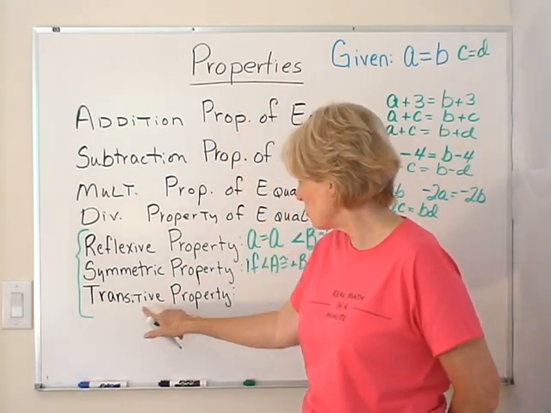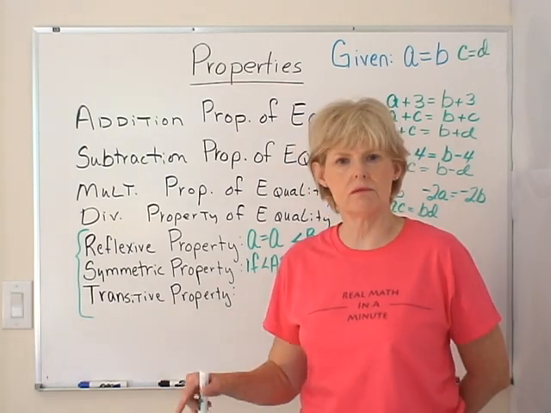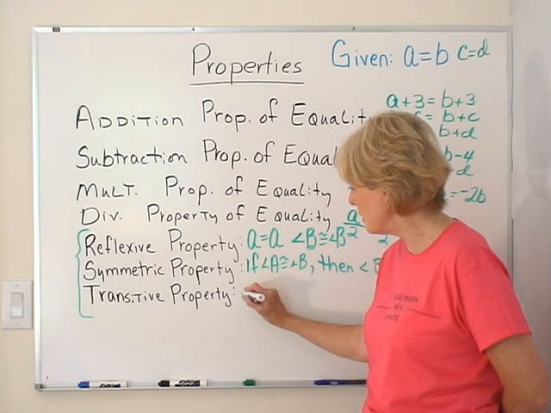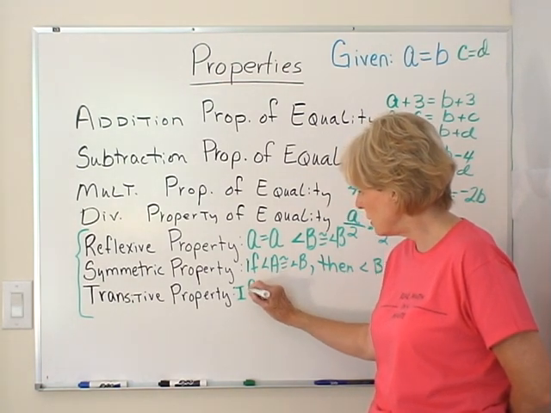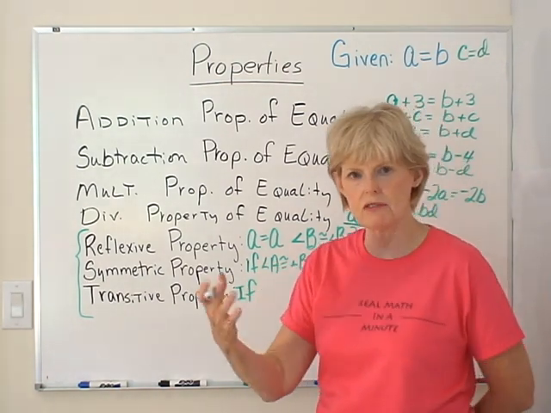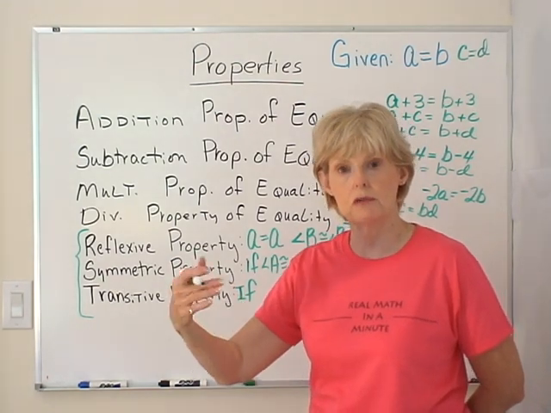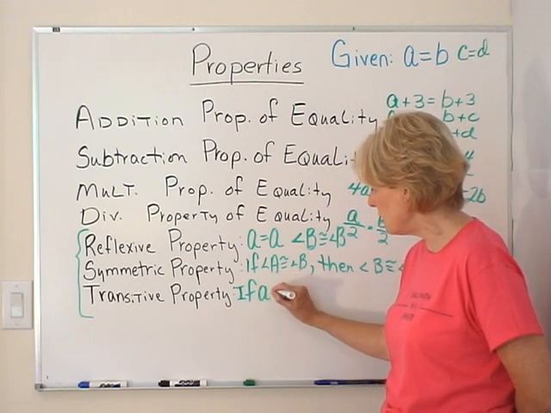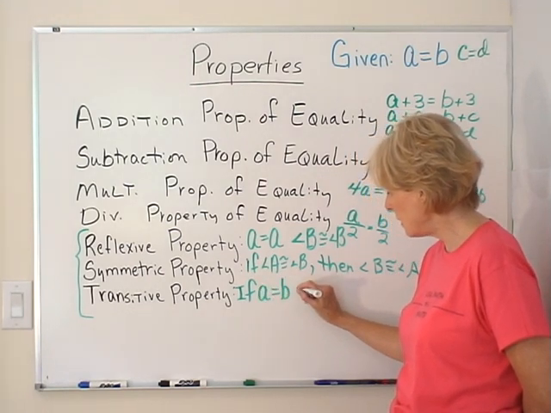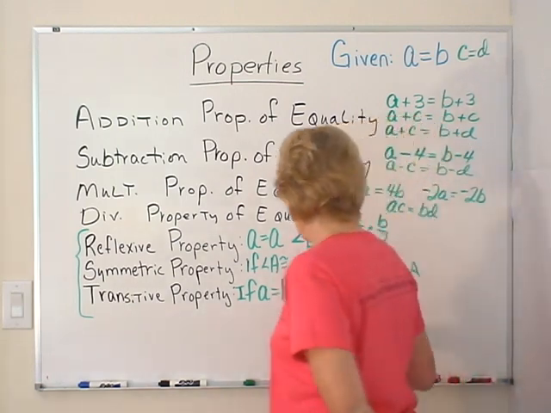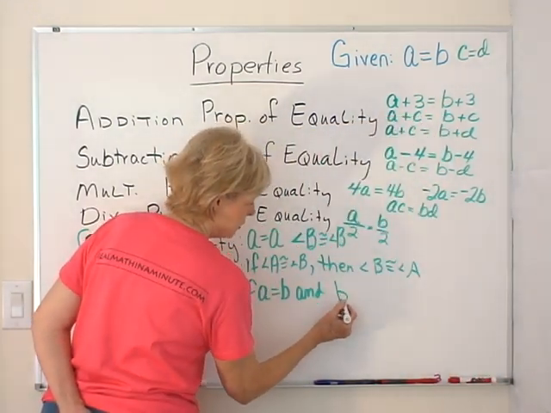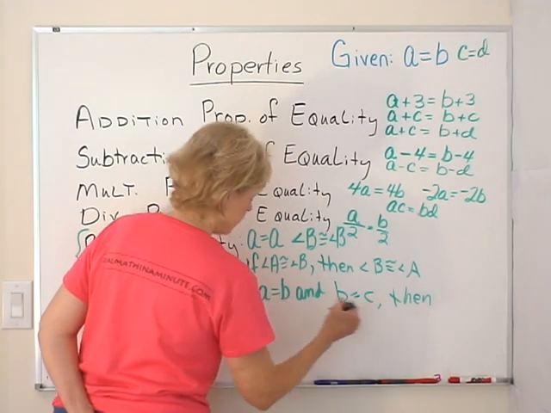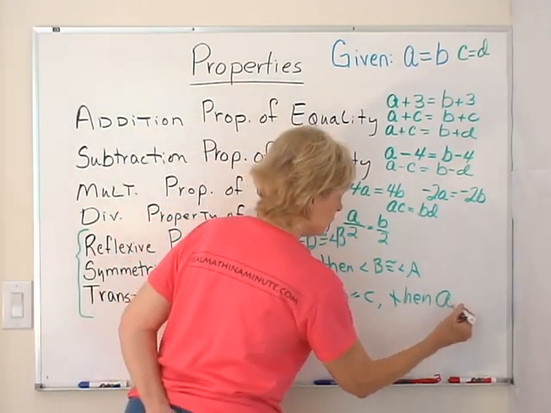Okay, the next one is the transitive property, and this one is so logical also. It says, and I'm just going to use little a, b, and c, but I could be using segments, or angles, or their measures, but let's just say if A is equal to B, and B is equal to C, then A is equal to C.